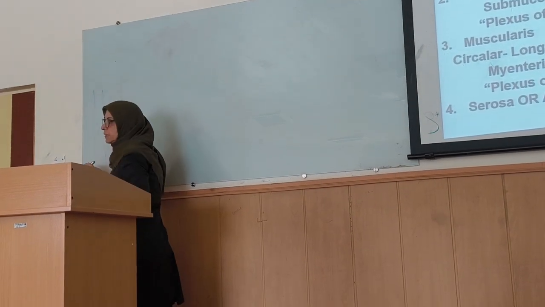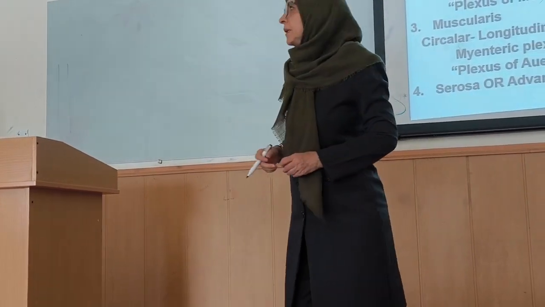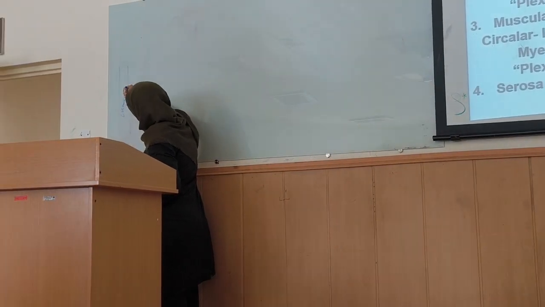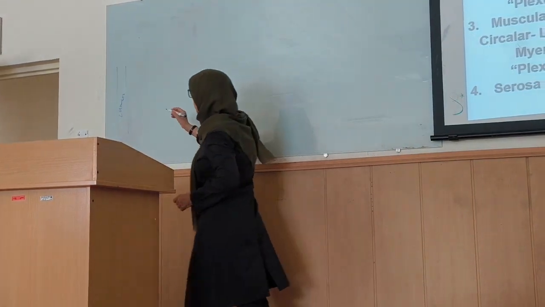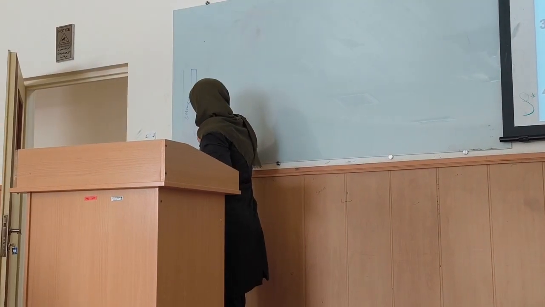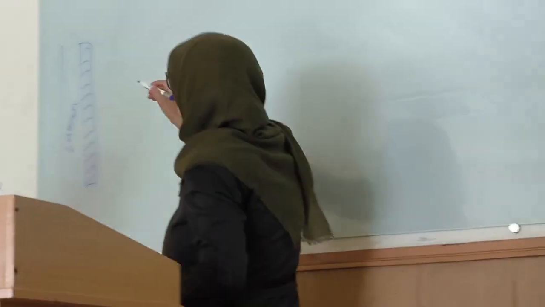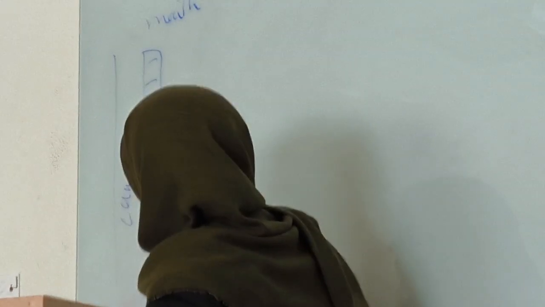Yes, that you know, as a primitive gut developed in the embryonic period. And we have a lumen from the oral cavity until the anus, and this lumen has a wall. This wall includes 4 layers in all parts, from the mouth to the anus. These 4 layers.